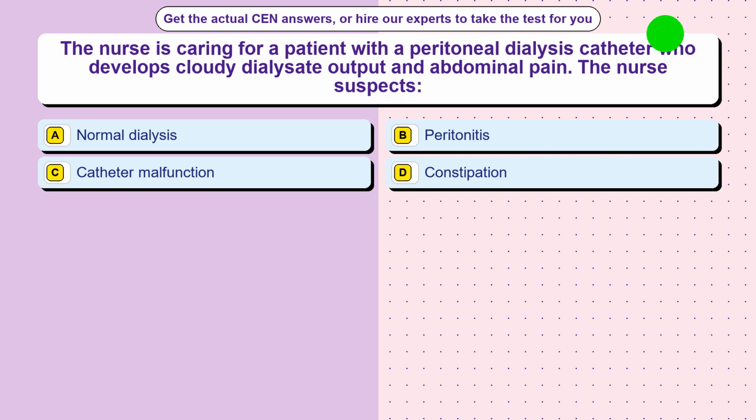Question 42. The nurse is caring for a patient with a peritoneal dialysis catheter who develops cloudy dialysate output and abdominal pain. The nurse suspects Option A, normal dialysis. Option B, peritonitis. Option C, catheter malfunction. Option D, constipation.